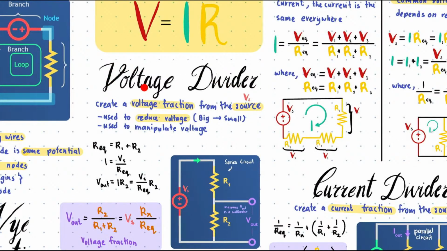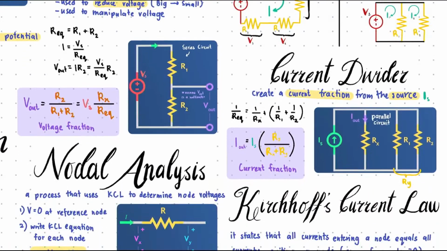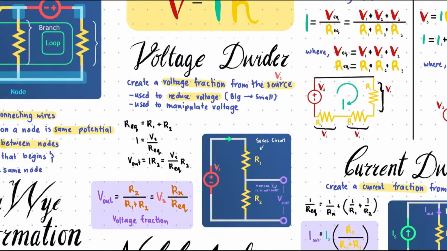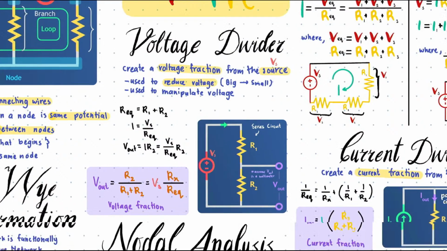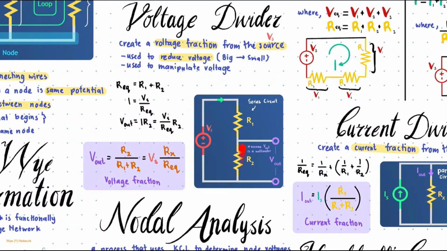This is one of like a technique to solve a circuit analysis, which is a voltage divider. There is also a current divider. So we go to voltage divider first. Voltage divider creates a voltage fraction from the source. It is used to reduce the voltage from a big voltage to a small voltage. In other words, it is used to manipulate voltage. So imagine you have a series circuit, and then you want to find how much potential, how much voltage goes through the second resistor. So you use this. You use voltage divider. This is the equation, voltage fraction.